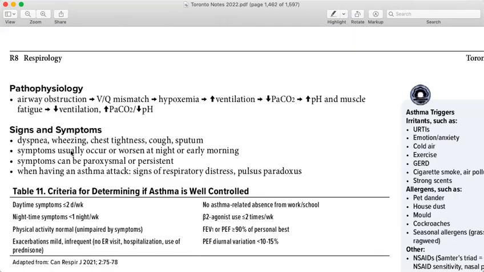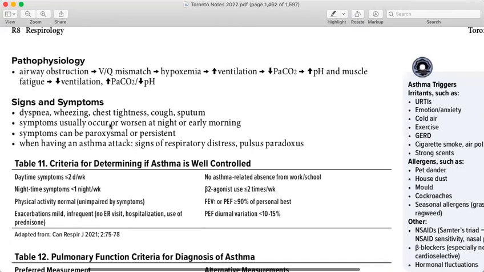Then coming to the signs and symptoms: dyspnea, wheezing, chest tightness, cough, sputum. Symptoms usually occur or worsen at night or early morning. Symptoms can be paroxysmal and persistent. When having an asthma attack, signs of respiratory distress or pulsus paradoxus.